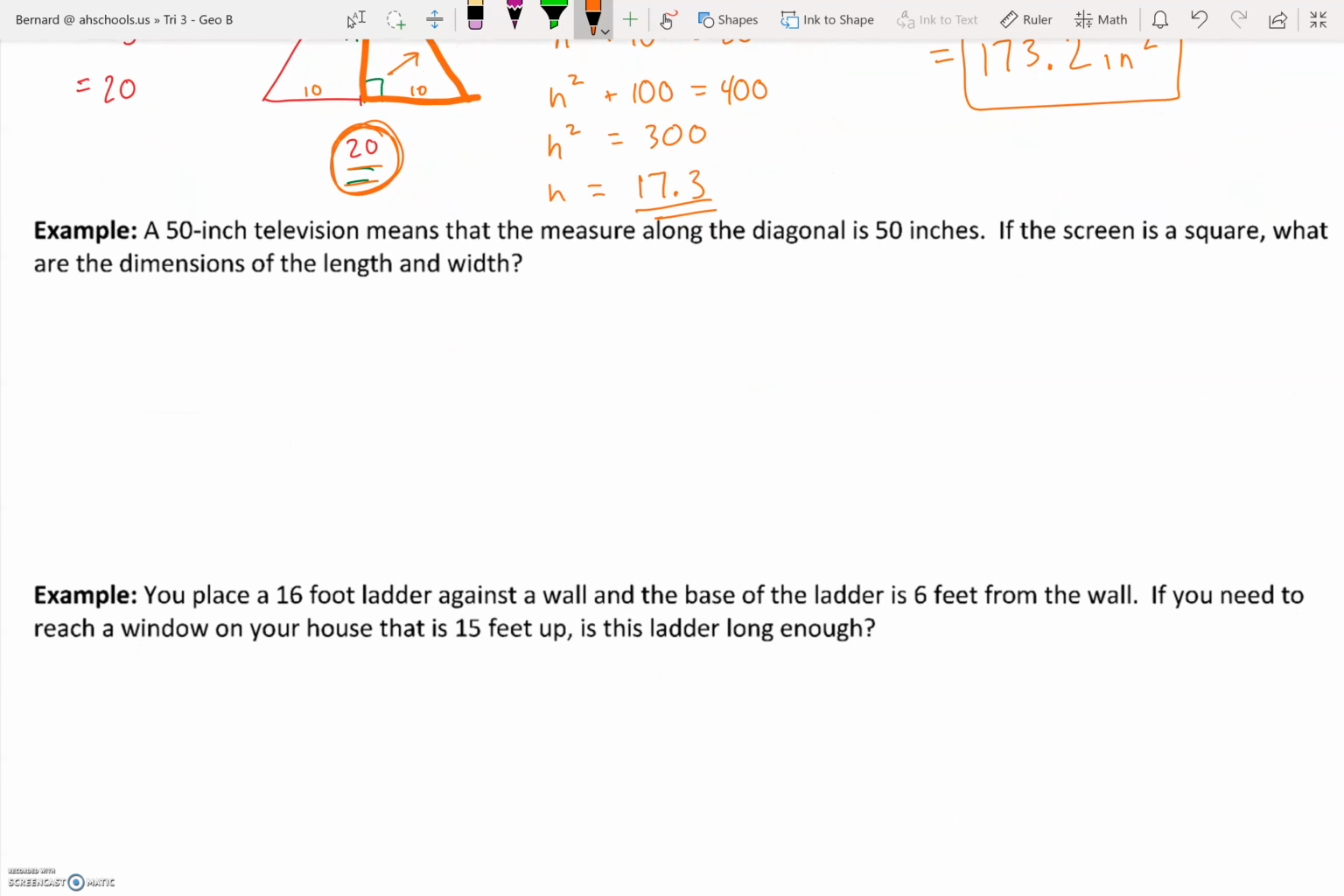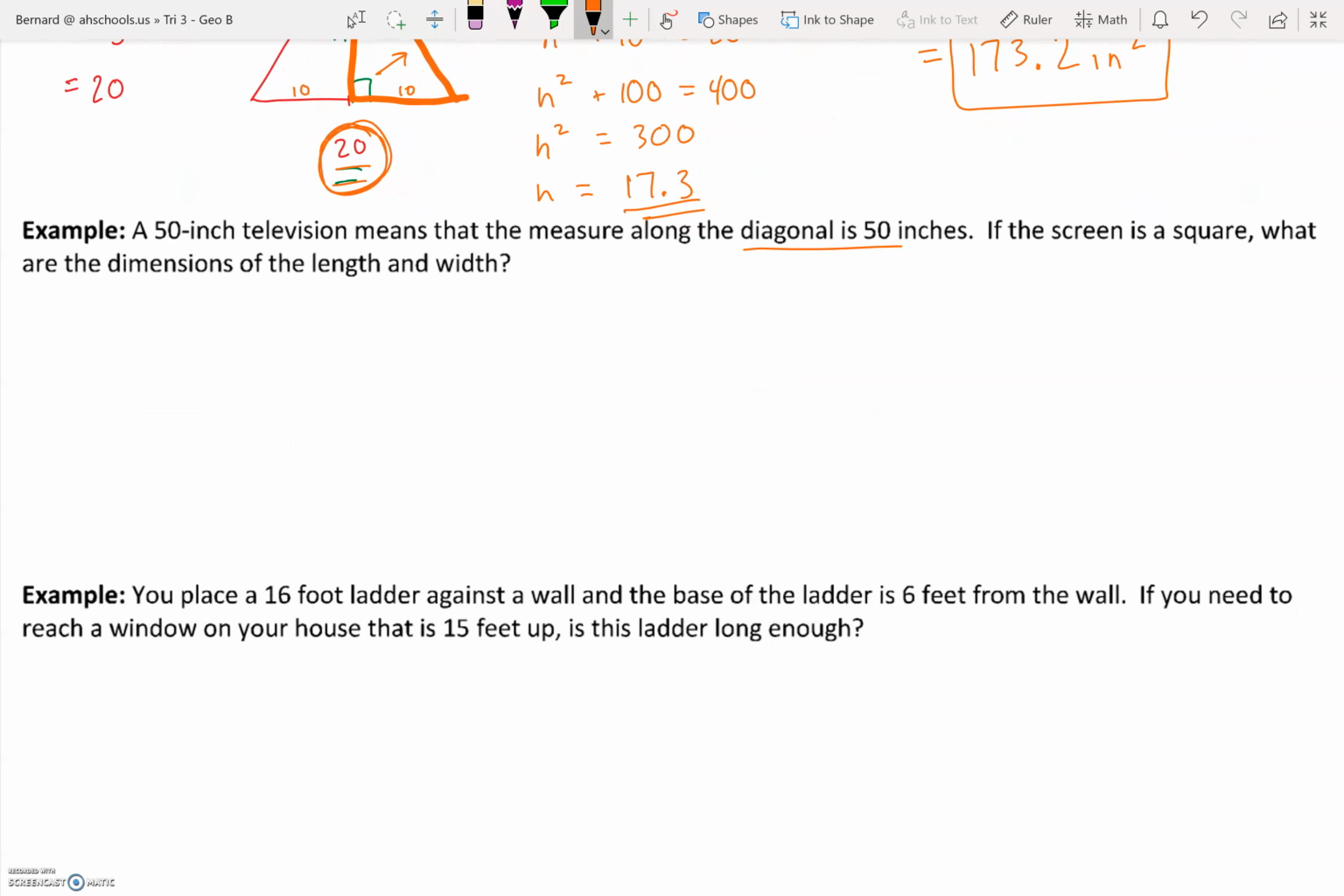A 50-inch television means that the measure along the diagonal is 50 inches. If the screen is square, what are the dimensions of the length and width? So let's just draw a square. That'll be like our television, right? Here's our square. All the sides are the same length. I'll put the congruent tick marks in there. Now, what the 50-inch means is that if we connect opposite corner to opposite corner, that's called a diagonal. That's what is 50 inches.